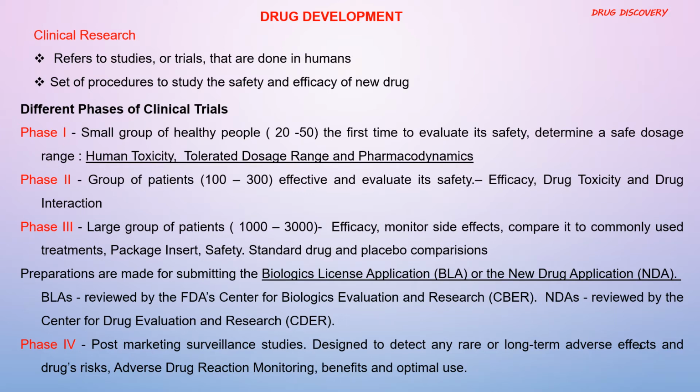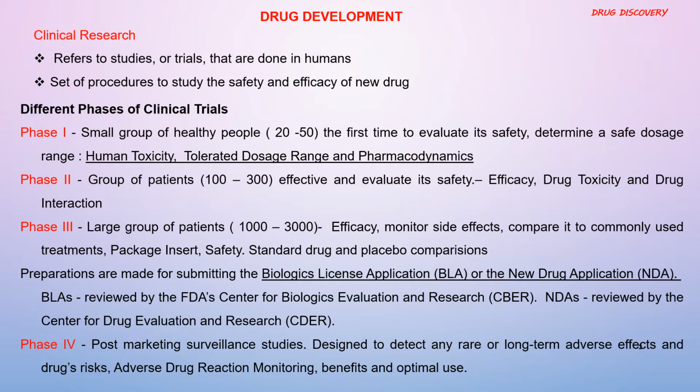Phase 1 is an open study which includes a small group of about 20 to 50 healthy subjects. The study is concerned with determination of tolerant doses, safety or toxicity concerns, and pharmacodynamics of the new drug. It takes 6 to 12 months of study. The study determines the maximum tolerant dose, MTD.